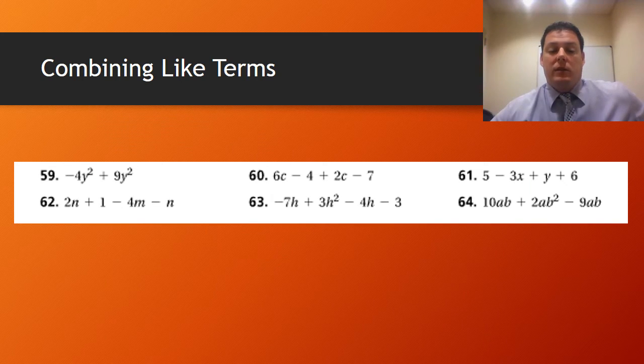Now here are some examples we're going to try on our own, or I'm just going to walk through with you. We want to check to see, can we combine that? Well, we have a y squared and a y squared, so I say yes. They're two very similar things. So negative 4y squared plus 9y squared should give us 5y squared.